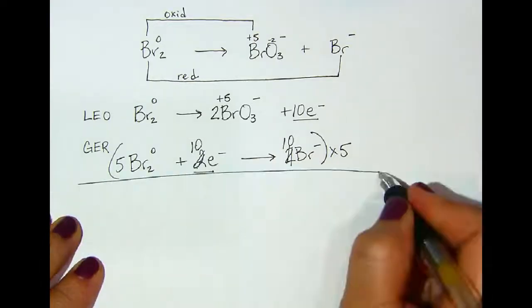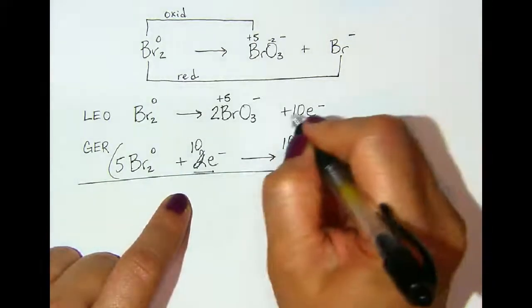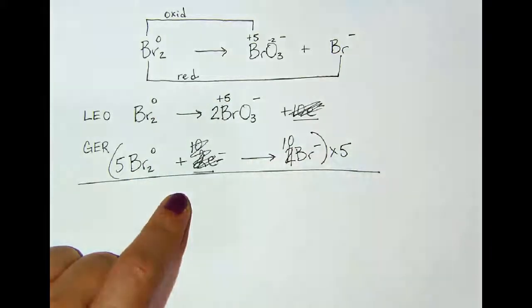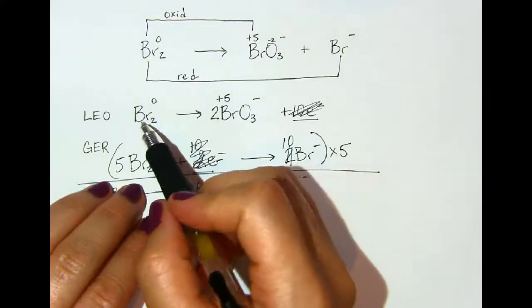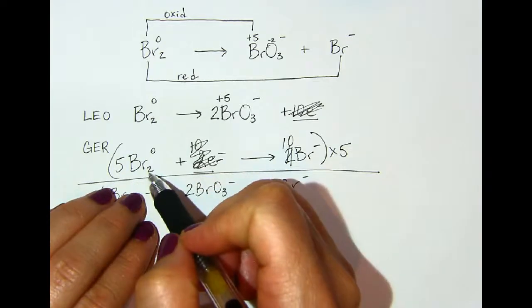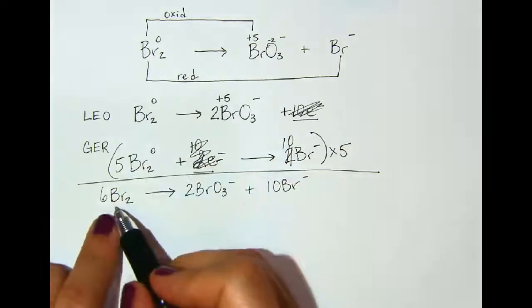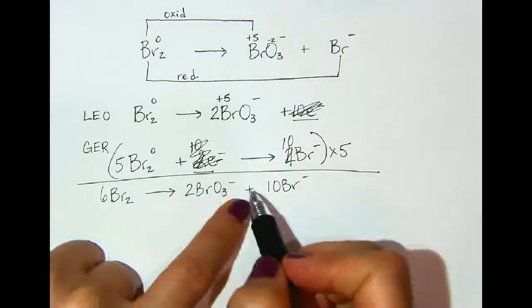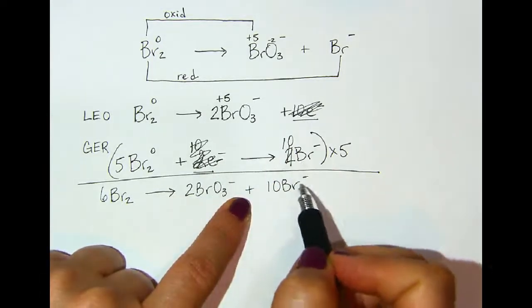Now I'm going to combine the two equations, and notice that the 10 electrons cancel each other out. And so I'm just going to combine everything that I have left over. Note that we have 1 bromine and 5 bromines, and we're going to actually add those together, which is going to give me 6 bromines here. Yields 2 BrO3 negative plus 10 Br negative.